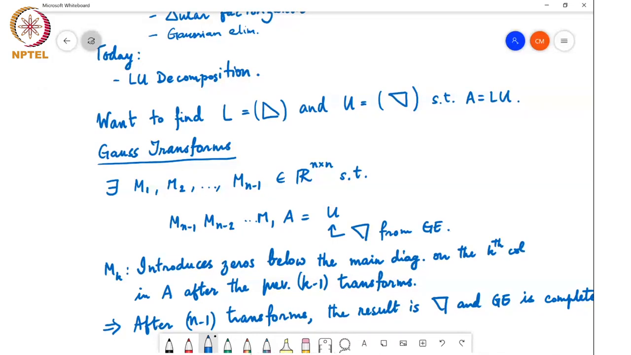So what I need to tell you now is how to determine what this M1, M2, etc. is. And then if I want to write A as LU, I need to do two more things. One is I'll have to take all these matrices M1, M2 up to Mn minus 1 to the right hand side. Then I will get the inverse of the product of all those matrices times U. And I need to show you that the inverse of the product of those matrices is lower triangular, so that you've effectively been able to write A as L times U. So those are the steps that remain.